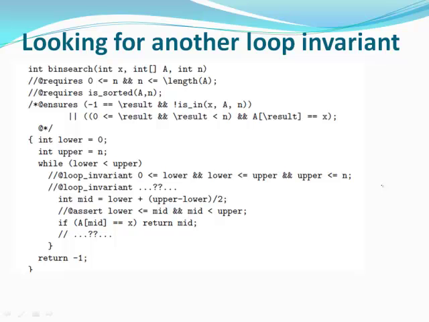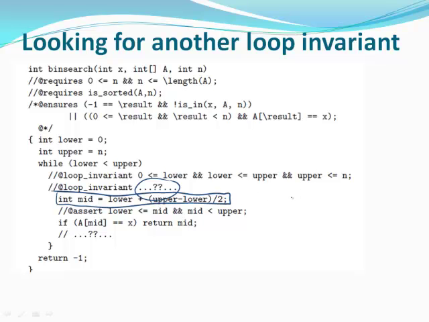So we are looking for another loop invariant. This one is good, but it's not good enough yet. We would like to add another loop invariant to this. One of the things I like to do at this point is to think about how to compute the mid before I get to that second loop invariant. So how do we compute the mid? We compute the mid by taking lower plus upper minus lower over 2.